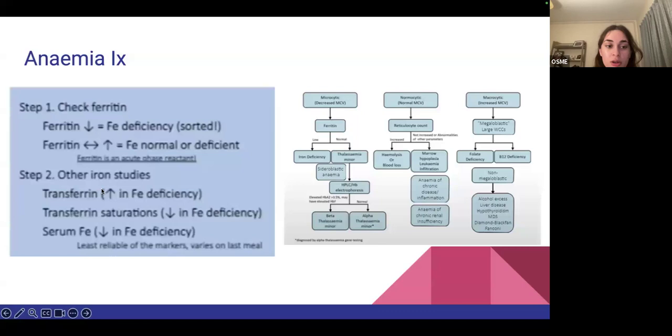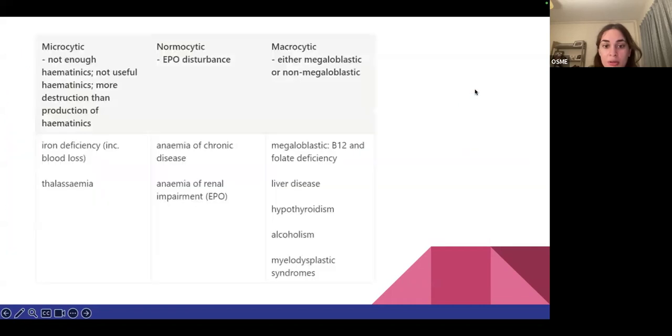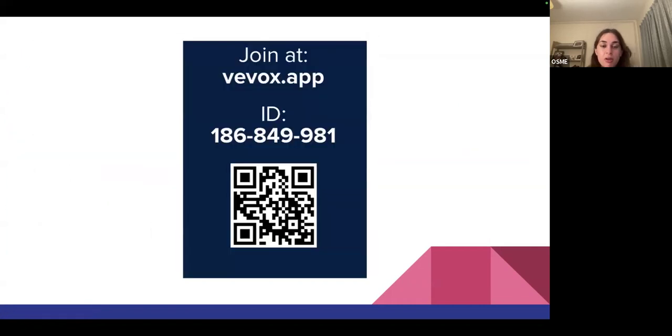Transferrin is a protein that helps move iron around the body. So the body will produce more transferrin when there's low iron in the hopes that it can catch more iron, but the actual saturation, so how much is bound to iron, is actually lower in iron deficiency. And the ferritin will be low in iron deficiency. And then this is a nice little summary diagram. And here's another table.